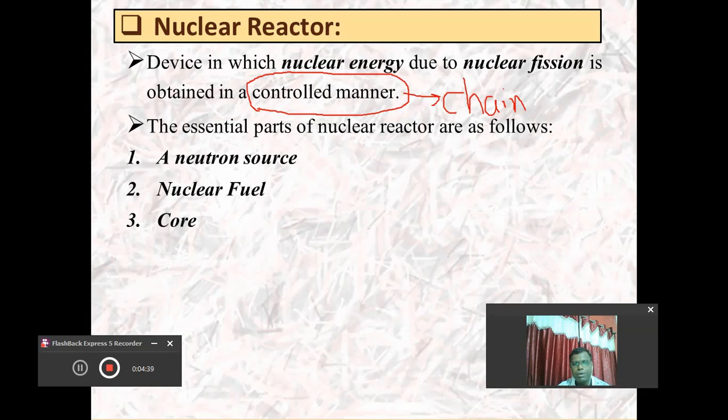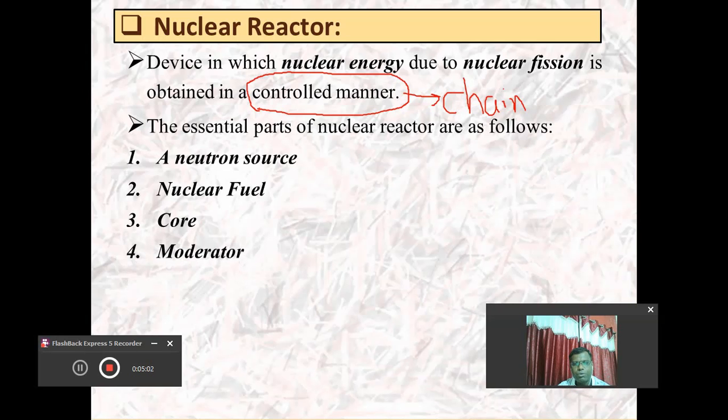The third important part, which is the central part of the nuclear reactor in which the nuclear fuel is placed, is called the core. Definitely it is one of the important parts of the nuclear reactor, in which the nuclear fission takes place, and that central part in which the nuclear fuel is placed is called the core.